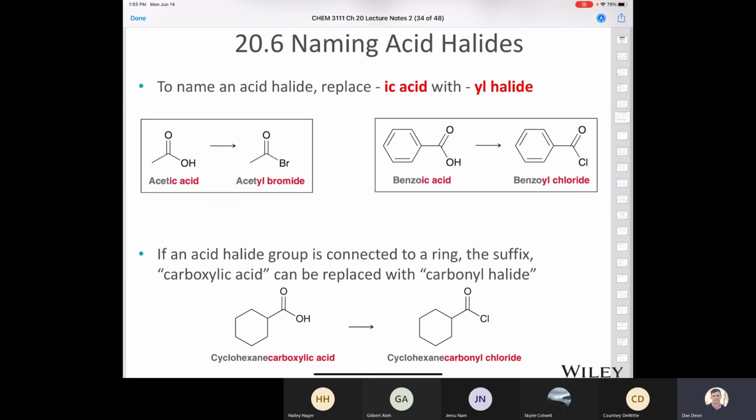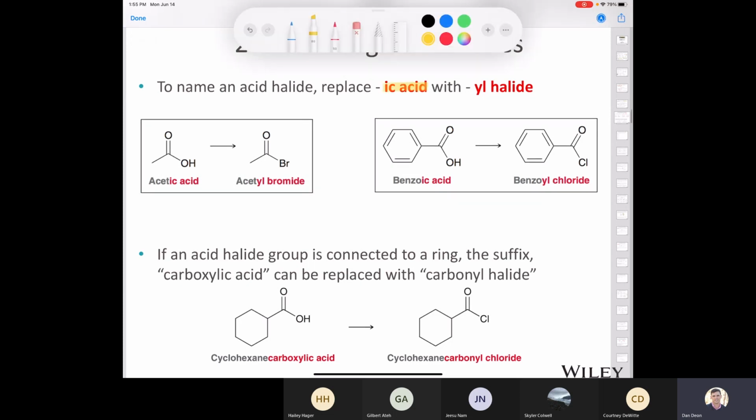If you want to name an acid halide, you replace ic acid with yl halide. So we replace ic acid with yl halide. If we have acetic acid, we call it acetyl bromide, if you replace it with a bromide. Let me show you another example. Acetic acid is a common name. What if you had ethanoic acid? We do the same thing.